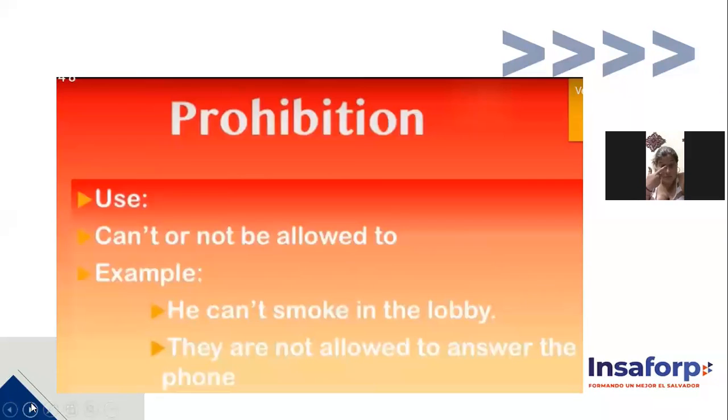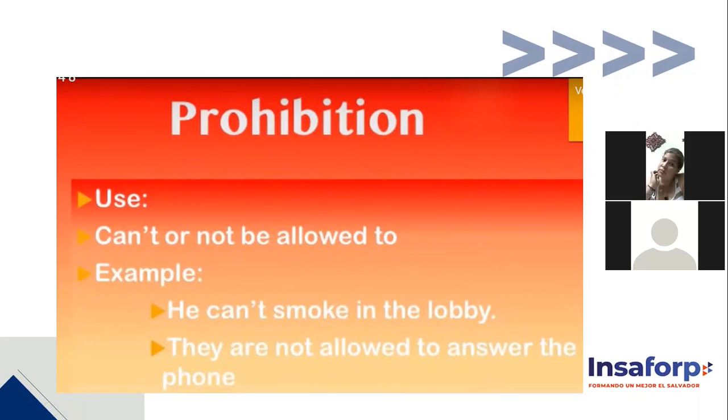And this is prohibition. Let's see, I need to ask someone else. Genaro, can you listen to me? Can you read what you see on the screen? Prohibition. Use can't or not be allowed to. Example, he can't smoke in the lobby. They are not allowed to answer the phone. Okay, thank you so much. Appreciate it, Genaro. Yes, be allowed, right? And then we have, you can't smoke in the lobby and you're not allowed to answer the phone. That's prohibition. And we have our last one.